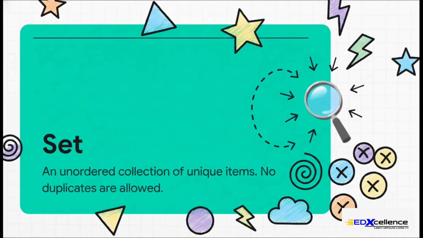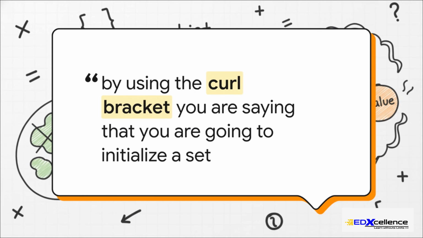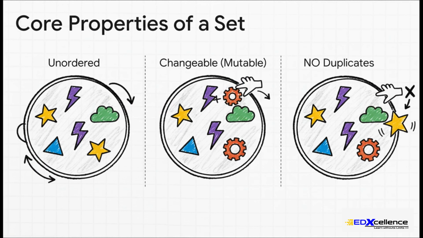All right, now for sets. Their whole deal is uniqueness. No repeats allowed. For these, you're going to use curly braces. That's the signal to Python you're making a set. And here's the rule. They're changeable, but they will absolutely not allow any duplicate items.